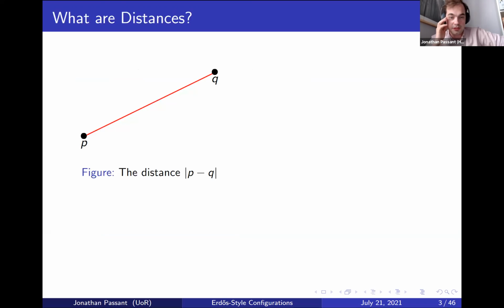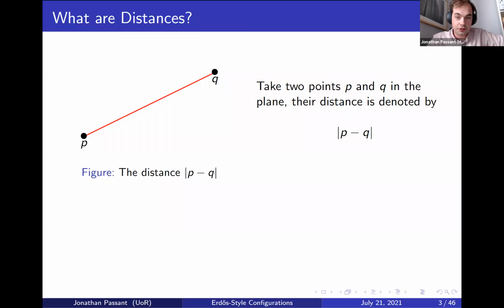Okay, and so I want to start extremely simple. I apologize to people that might know these things before. But for the majority of this talk, we'll be thinking about discrete points in the plane, so in 2 dimensions. And when we say a distance, we're just talking about the regular Euclidean distance between 2 points. And then I'll denote them using this notation.